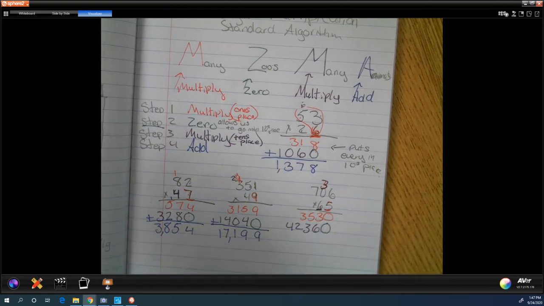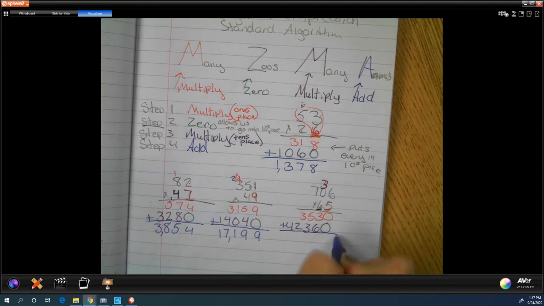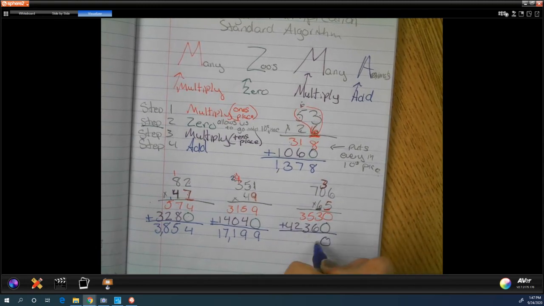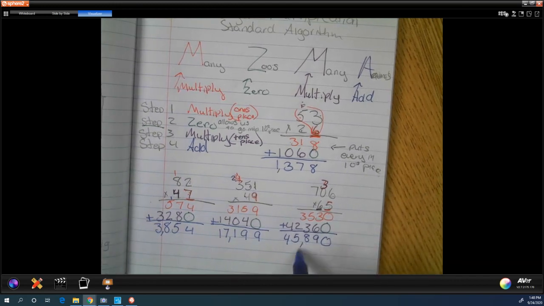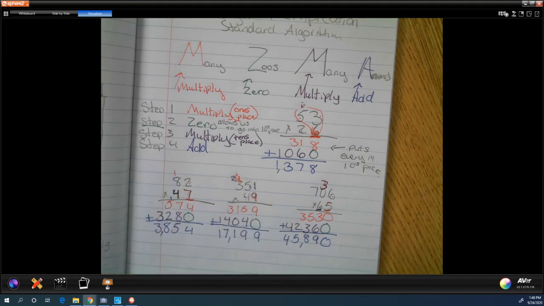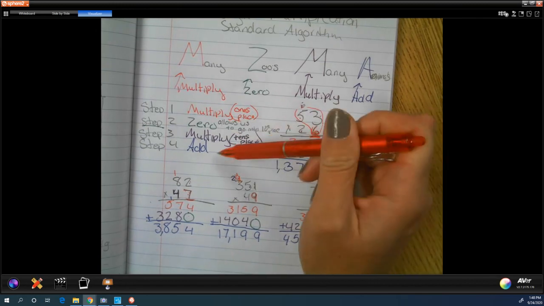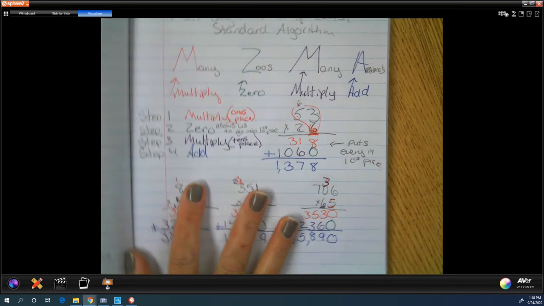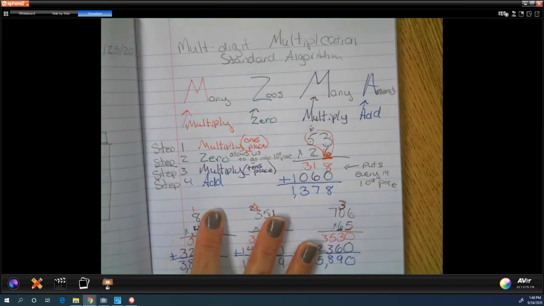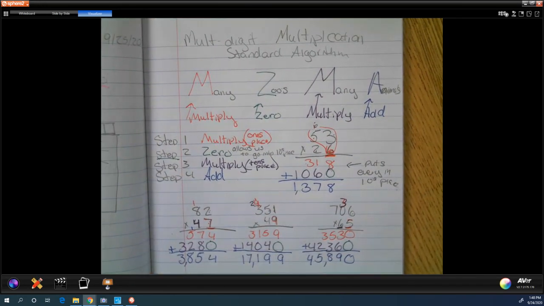And the final step, step 4, is to add them. 0 plus 0 is 0. 6 plus 3 is 9. 3 plus 5 is 8. 2 plus 3 is 5. Bring down the 4. Put your comma at every third number. Okay? So there's nothing more important than multiplying, adding a 0, then multiplying, and then adding in order to do multi-digit multiplication. Please make sure that you have these notes so that you're able to refer back to them often.